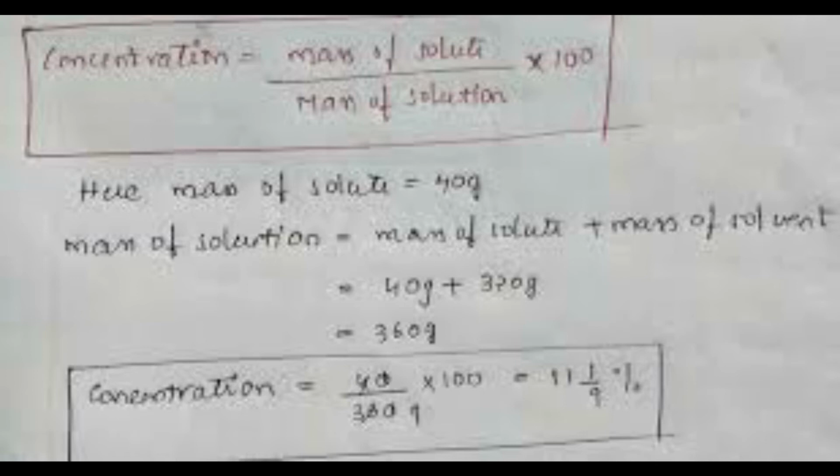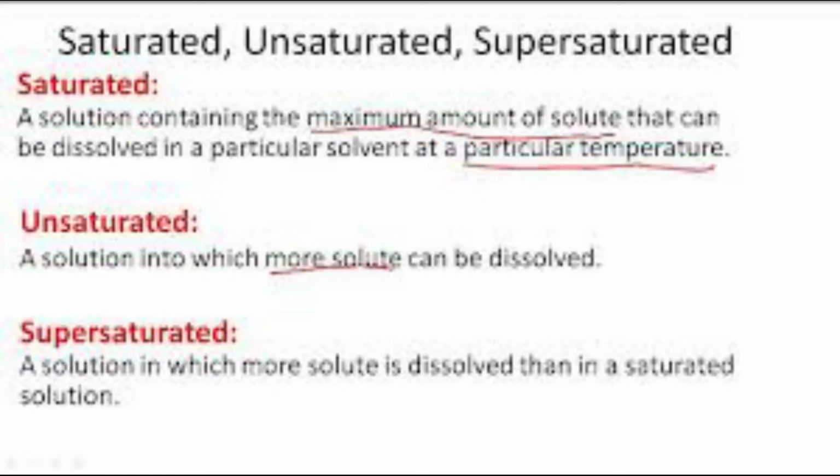So the mass percentage of the solution is equal to the mass of the solute, that is 40 grams, divided by the mass of the solution, 360, into 100. When you calculate, you get 11.1 percent. This is the way you can do the other problems. We'll get it in the exercise, children. Now we are going to see the next part of the lesson, that is how can we separate mixtures.